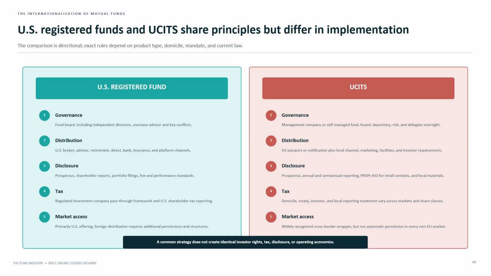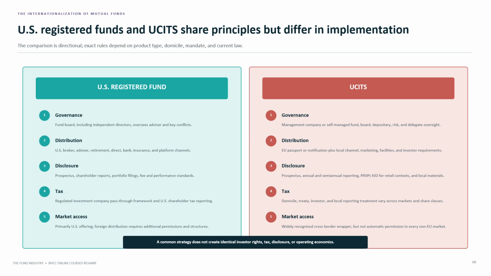U.S. registered funds and UCITS funds share important principles, including pooled ownership, disclosure, oversight, asset safekeeping, valuation, and investor protection. But they are cousins, not twins. In the United States, a fund board, including independent directors, oversees the advisor and key conflicts. Distribution may run through brokers, advisors, retirement plans, direct channels, banks, insurers, and platforms. Disclosure includes prospectuses, shareholder reports, portfolio filings, and fee and performance standards.